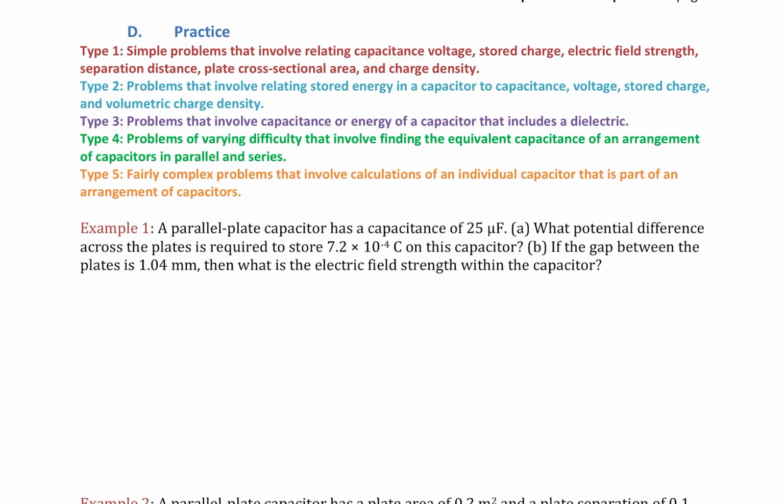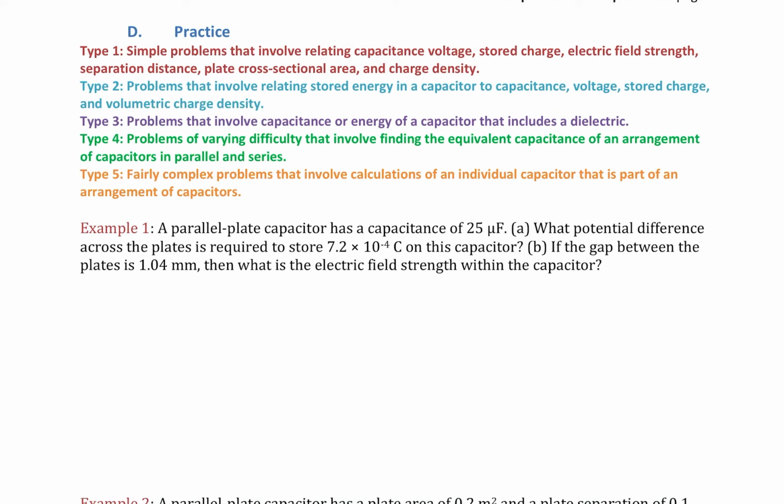Type 3, problems that involve capacitance or energy of a capacitor that includes a dielectric. Okay, so if a dielectric is involved, let's consider that separately, so it's its own type of problem. Type 4, problems of varying difficulty that involve finding the equivalent capacitance of an arrangement of capacitors in parallel and series. So there we're going to use those formulas of having capacitors stacked up or lined up.